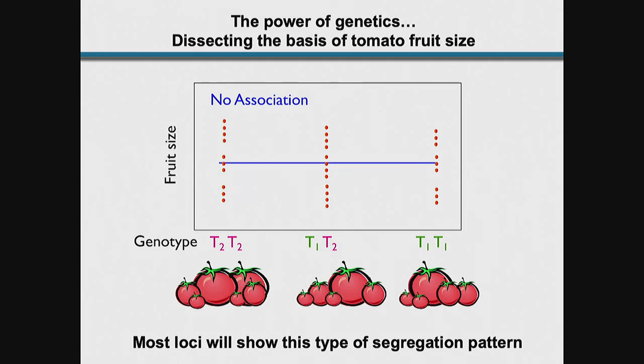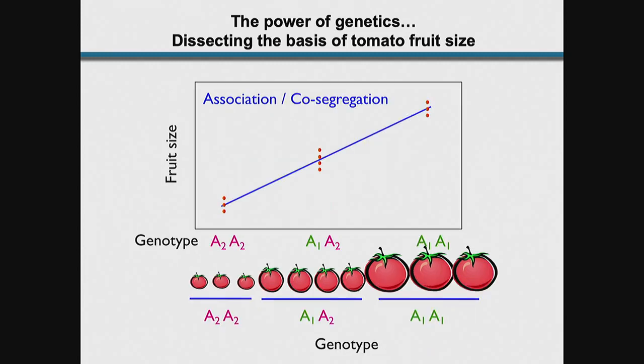You see this, we see a similar distribution of fruit size. So that is a clear example where there is no association. But again, most loci we would expect will show this type of segregation pattern.